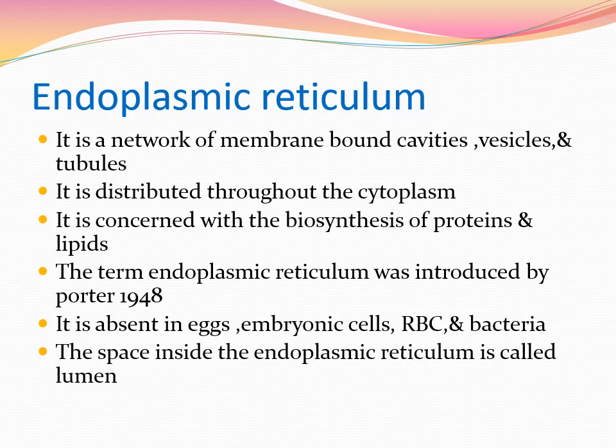So when you speak about endoplasmic reticulum, it is a network of membrane-bound cavities, vesicles and tubules. It is distributed throughout the cytoplasm. And the main role of endoplasmic reticulum is biosynthesis of proteins and lipids. The term endoplasmic reticulum was introduced by Porter in the year 1948. And this endoplasmic reticulum will be absent in eggs, embryonic cells, RBC and bacteria. The space inside the endoplasmic reticulum is called the lumen.